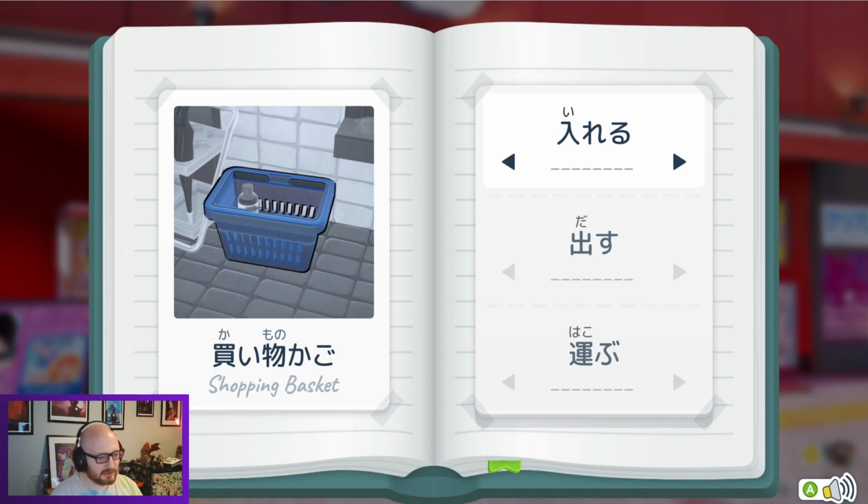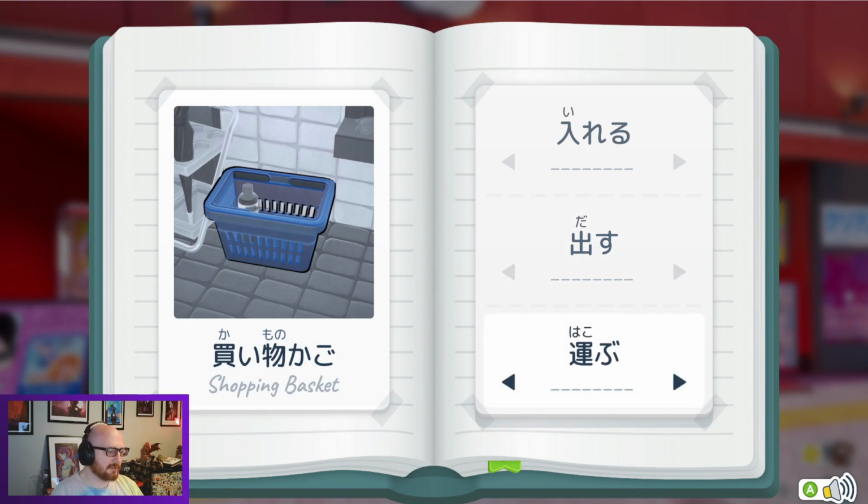All right, here we have kaimono kago. Kaimono is shopping, and then kago. Hey, it's like your shopping cargo. So kaimono kago, shopping basket. With a shopping basket, we get the same words that we do with tray, I believe, a tray.